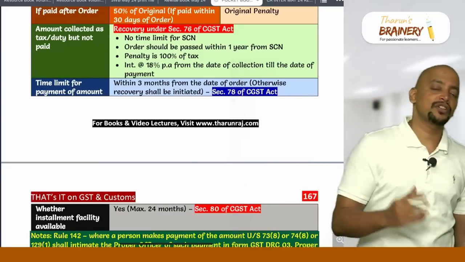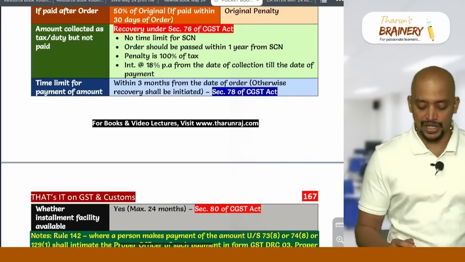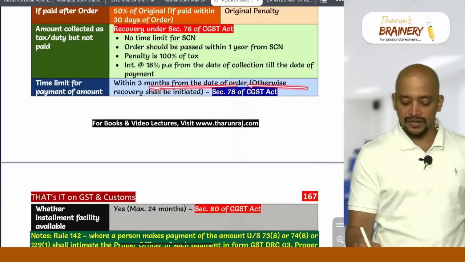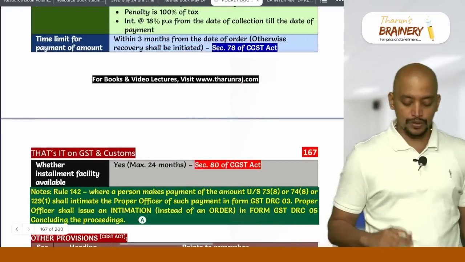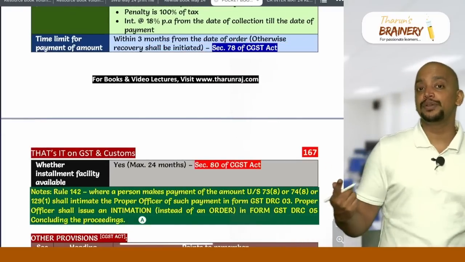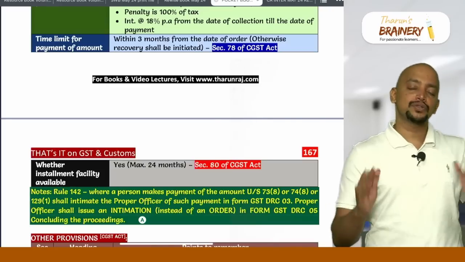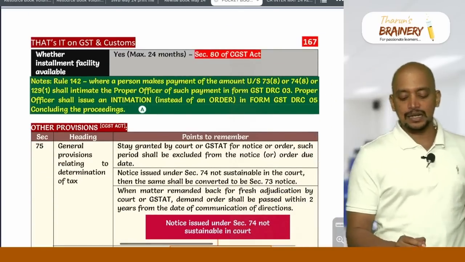If we are neither going for appeal nor making the payment as per the order, then the recovery will be initiated as per section 78 within 3 months from the date of order. Otherwise recovery shall be initiated as per section 78. Or we can go for appeal also. When we go for appeal, we will pay the pre-deposit. So when we pay the pre-deposit, the recovery will not be made. Okay, so that's what: within 3 months either we need to pay or we need to go for appeal. Then is there any installment facility available?